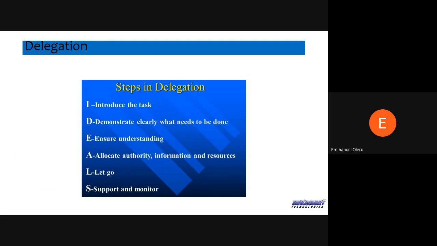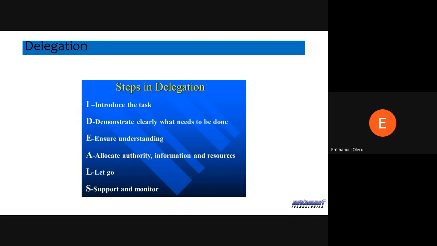So a key important step in delegation, even as you try to manage or develop your resource, is to introduce the task to the person. Don't just say take and go and do. No, introduce the task to the person. That's the IDEALS, a key acronym for this. So introduce the task and then demonstrate clearly what needs to be done. What do you want the person to do? Demonstrate it. Then ask questions. Ensure that the person understands what you have said, right?